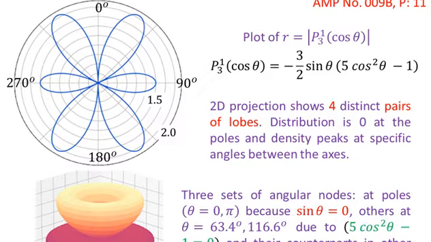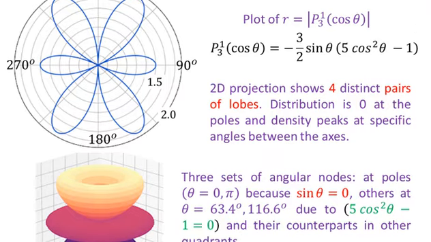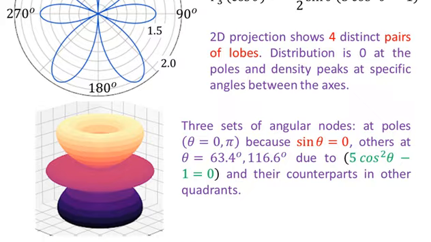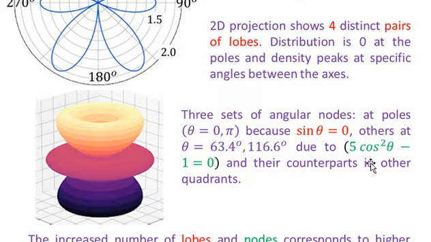And if you rotate this figure along the z-axis for all allowed values of phi from 0 to 2 pi, you will get the three-dimensional picture shown over here. So the two-dimensional projection shows 4 distinct pairs. So here, not the 4 but the 3 distinct pairs of lobes. Distribution is 0 at the poles and density peaks at specific angles between the axes.